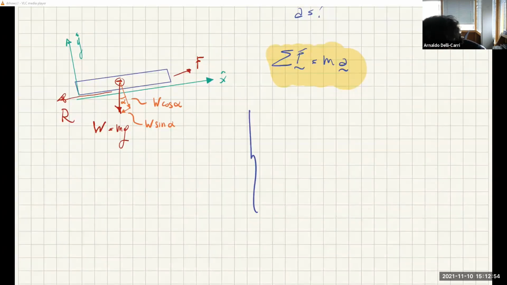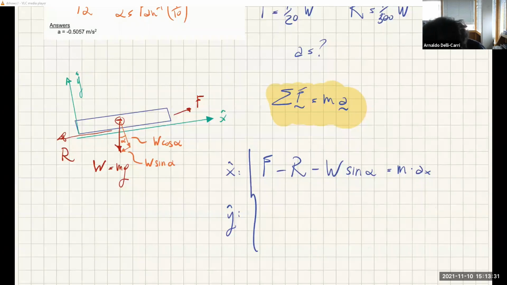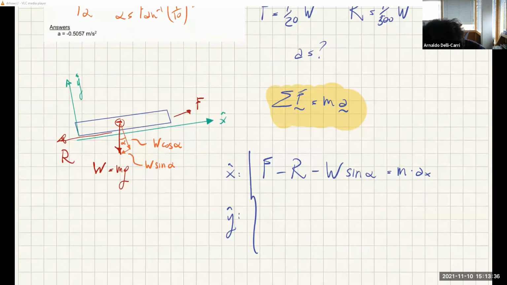And so we can say quite easily that the sum of forces along the x-axis is F minus R minus W sine alpha equals the mass of the train times the acceleration of the train along the x-axis. And in the vertical direction, of course, I missed the normal force. So there's the normal force from the ground, of course. So this second equation is just that the normal force minus W cosine of alpha equals 0.